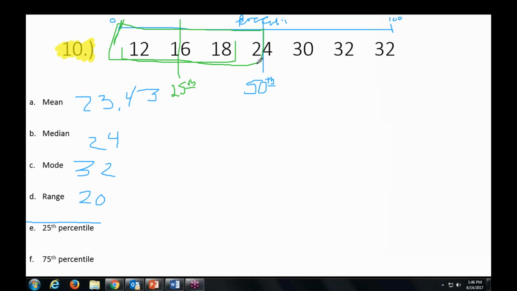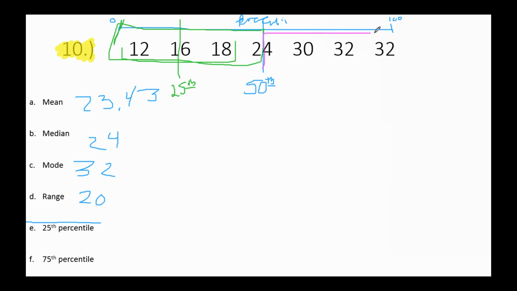When I look at my top half, if I go from 50 all the way to 100, what's halfway between 50 and 100? 75. Again, 24 is dead, so I don't use it. So 32 is my 75th percentile.